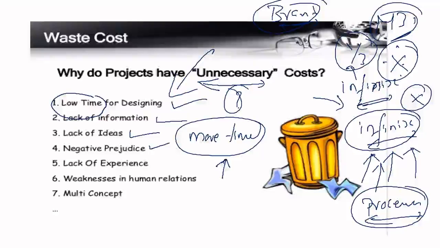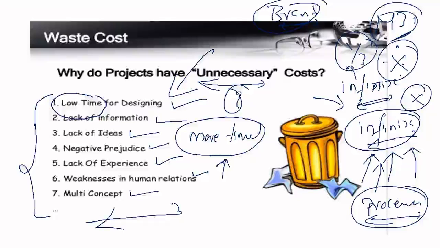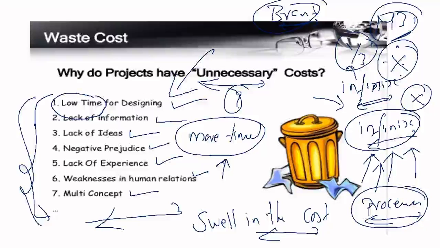Negative prejudice means, without positivity, without positive thoughts, the entire team crew might have worked in negative thoughts, and without experience, and without one-to-one relations. In case they have come short of that, or else if they are not good in the multi concept, these 7 points may contribute to the swell in the cost of the project, right? These are the 7 facts that the professor has identified.